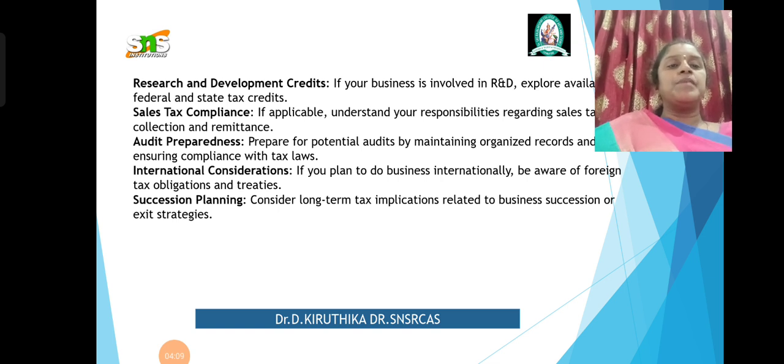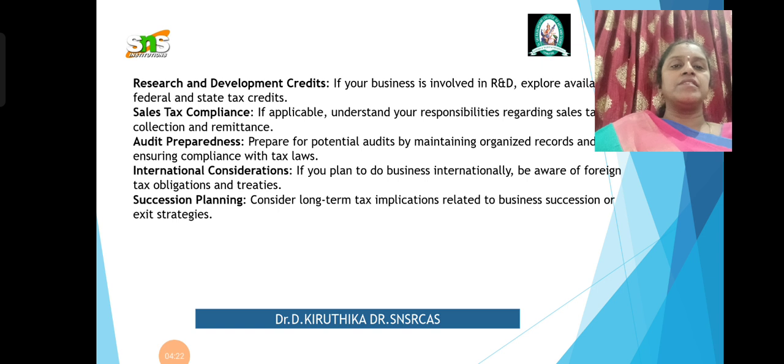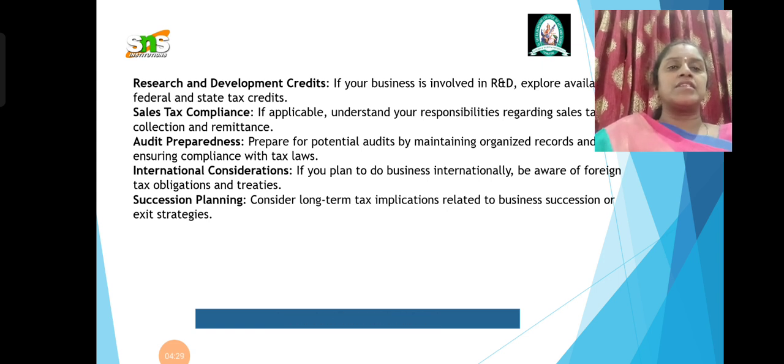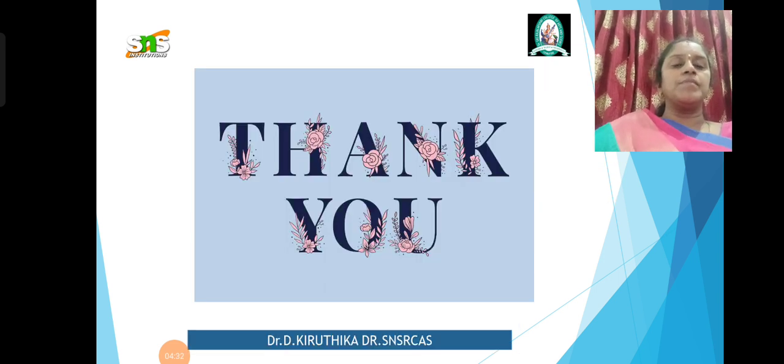Preparing for the audit means maintaining all the records properly. And then the international consideration is, when we are doing business, we have to be aware of the tax obligations under foreign treaties. And succession planning, that is, we have to consider the long-term implications related to business succession or the exit strategies which are available for the particular business.